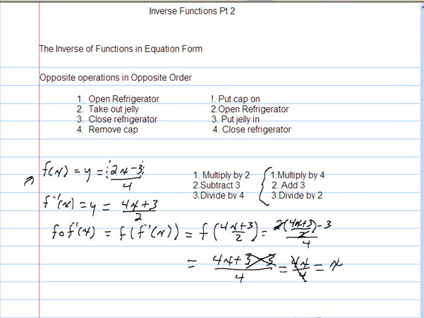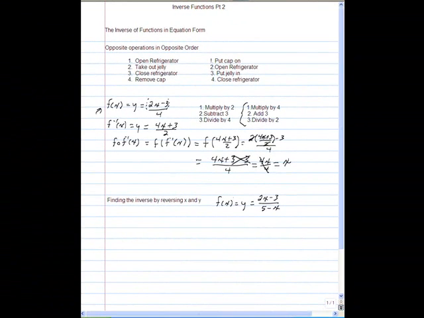Now, suppose, though, that the order is not clear in the formula. Take a look at this one. We have y equals 2x minus 3 over 5 minus x. What's the first thing done to x? Is x first multiplied by 2? Does x first get its sign changed? Does x first get added to 5? It's not clear at all what happens to x first.